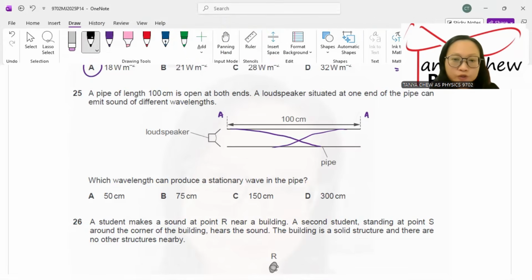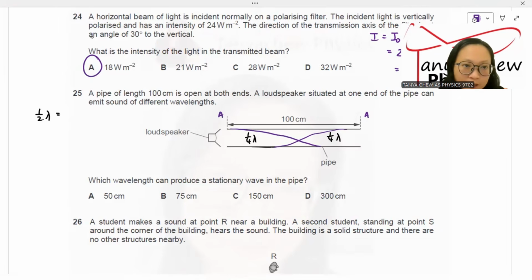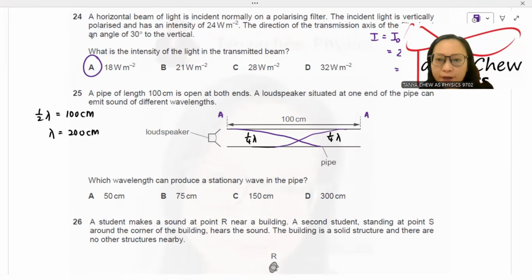So I can produce two antinodes first here. This is 1 over 4 lambda. This is also 1 over 4 lambda. So I end up getting 1 over 2 lambda is equal to 100 cm. Lambda is equal to 200 cm. But I don't have the answer of 200 cm. Never mind, I will just redraw it.